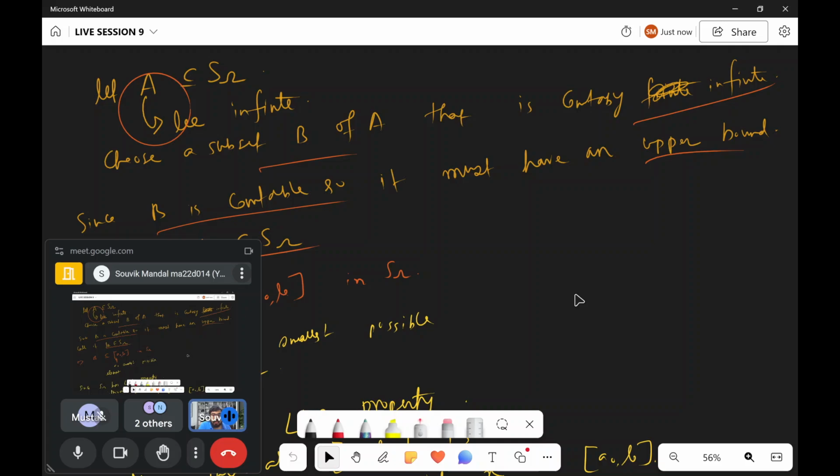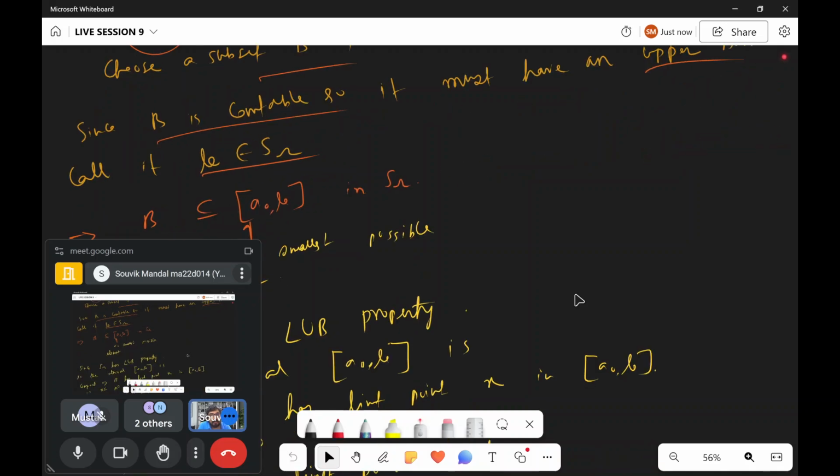Okay. So since A is a subset of S omega and is infinite, we can choose a subset B of A which is countably infinite. Now since B is countable, it must have an upper bound. Call it b inside S omega. Okay. Till now this is clear, I guess.